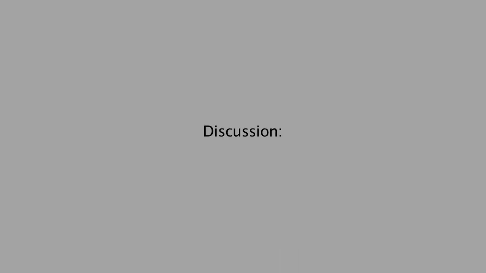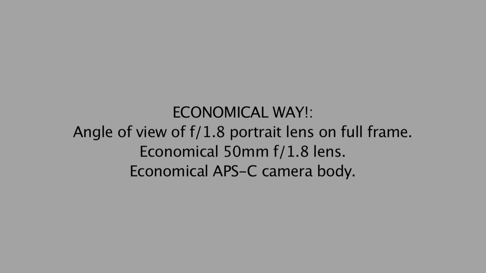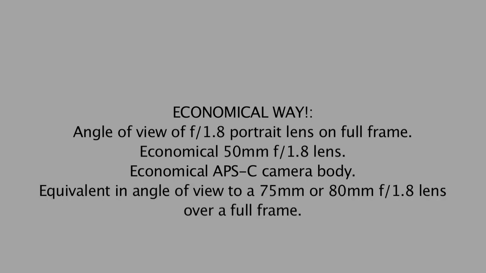understand. You might already know of a particular economical way to get a nice angle of view for portrait shots, similar to what an expensive full-frame camera body with an expensive f1.8 portrait lens gives you. That is, you can simply use an economical 50mm f1.8 lens matched with an economical camera body that has a smaller APS-C sensor to achieve the full-frame equivalent of either a 75mm or 80mm focal length in terms of angle of view, depending on which APS-C sensor you are using.